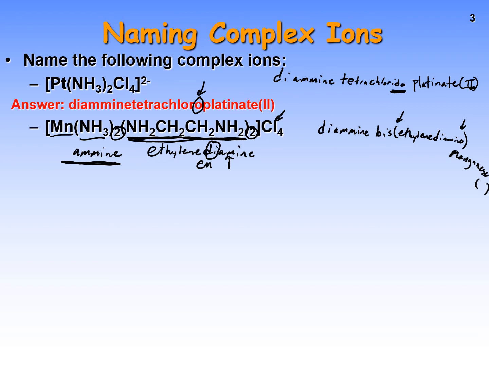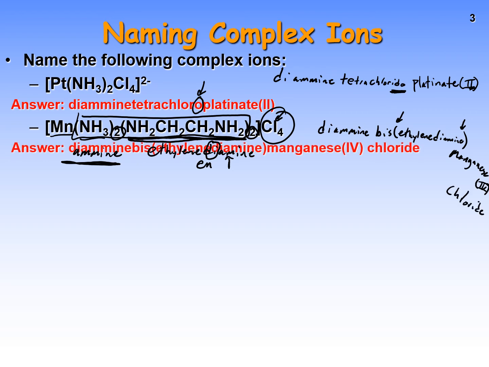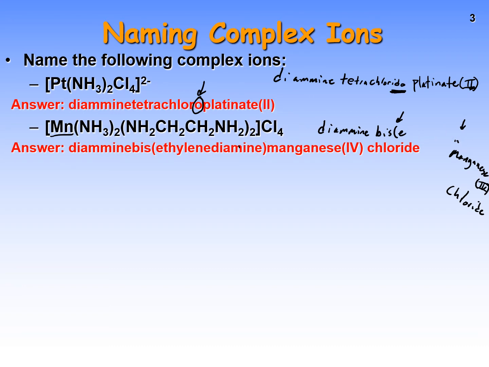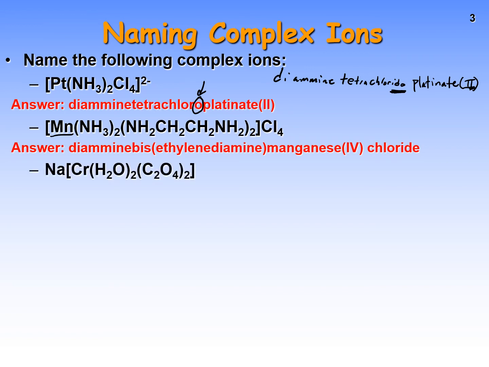And we got to put Roman numerals here. Now, both of these two ligands are neutral. So I know I have 4 Cl minuses attached to this complex ion. So that means that the manganese must be 4 plus. And then we just write chloride. So let me just erase my little notations here. Here we are. It is diamine bis(ethylene diamine) manganese 4 chloride. Like I said, these names can get kind of long.